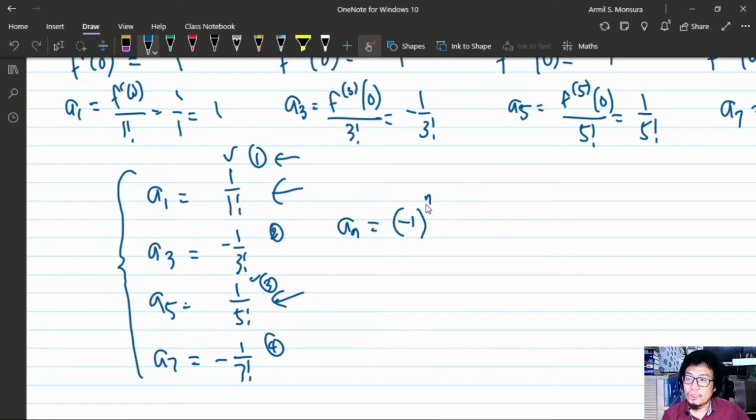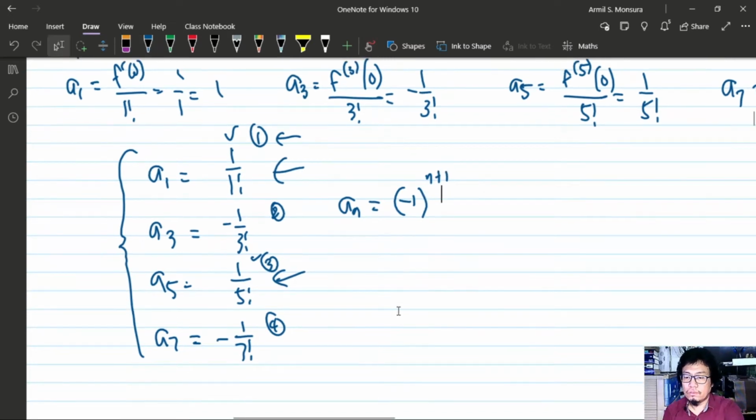Okay, so let's try to use n plus 1 here. So let's try to use negative 1 raised to n plus 1 here. So that when you have, for example, n equals 1, you'll have 1 plus 1 squared, so that's positive.